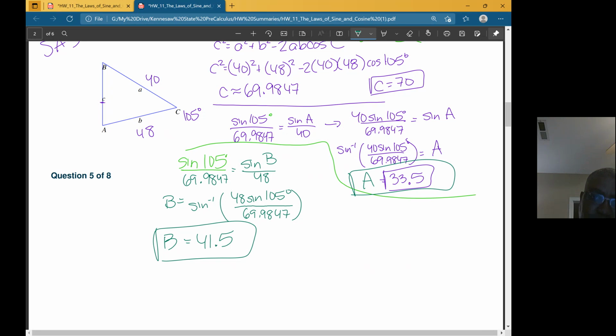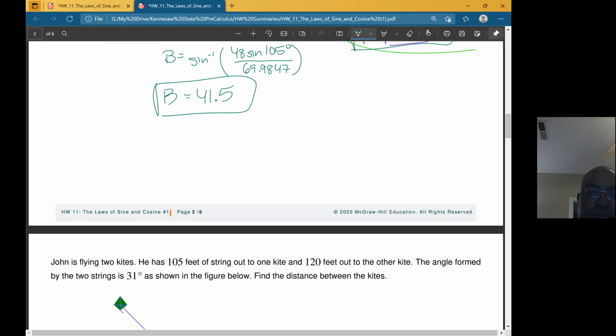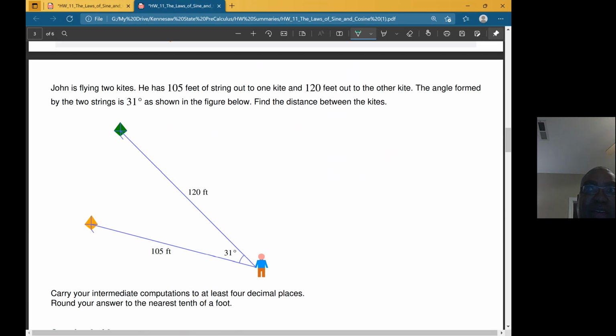Not hard. Stay organized. Well, there's a little bit of work, but stay organized. That's the most important part for this. Finally, an easy one.